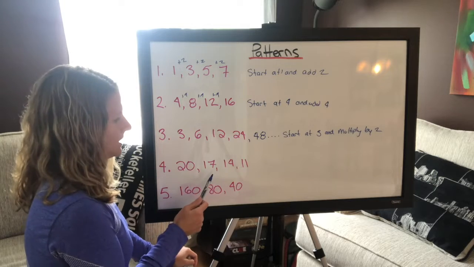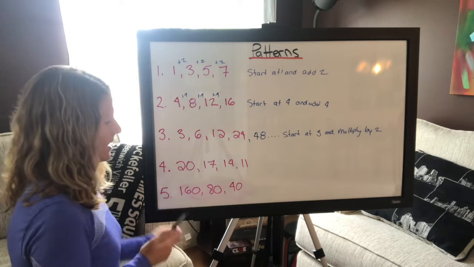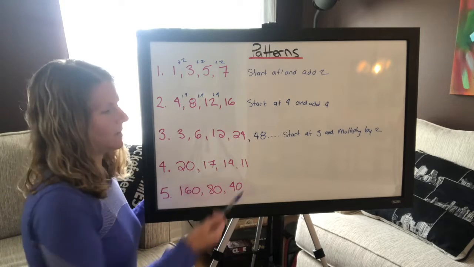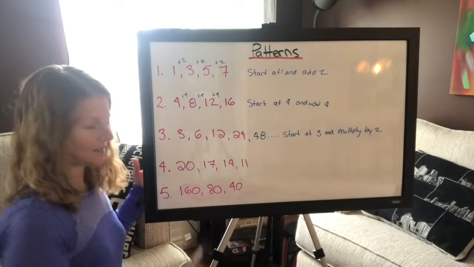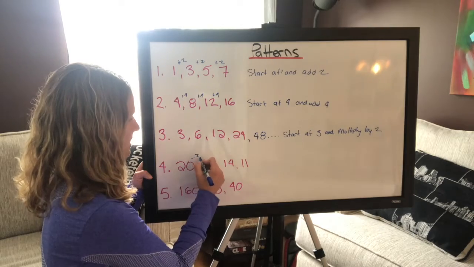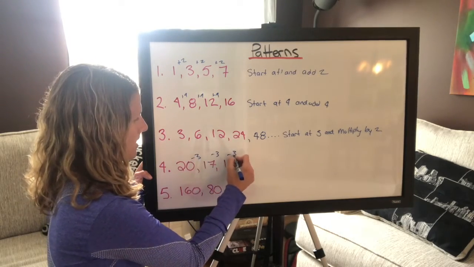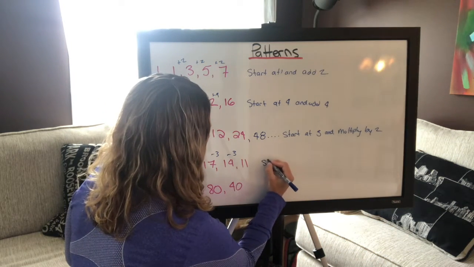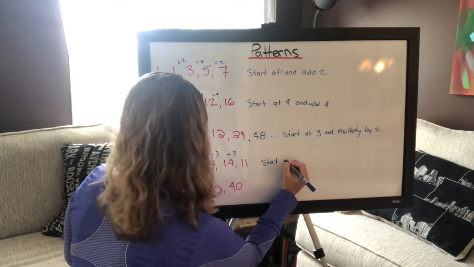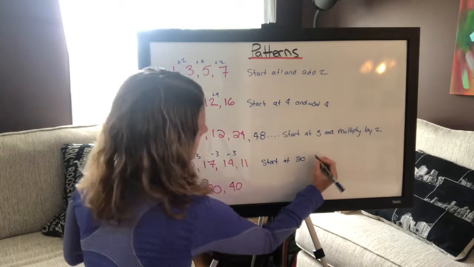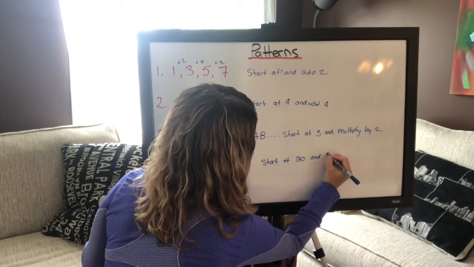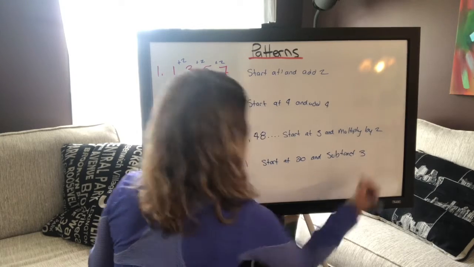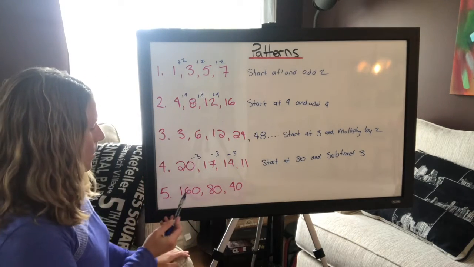Okay, next one down here. 20, 17, 14, 11. What did we do to 20 to get to 17, 17 to 14, 14 to 11? Well, now we are minusing. So you are subtracting 3. So the pattern rule for this one would be start at 20 and subtract 3.